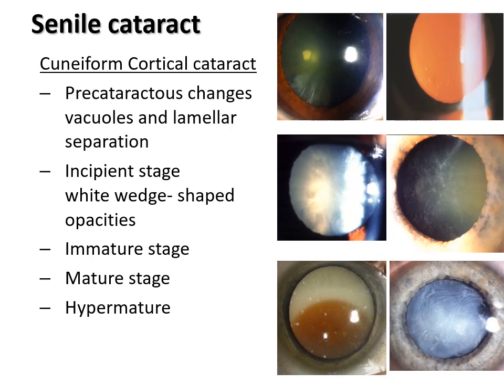The second stage is the incipient cataract, in which you can see a white wedge shaped opacity in the periphery, and you can detect that the center of the lens remains clear, and amazingly, the central vision is minimally or even not affected.